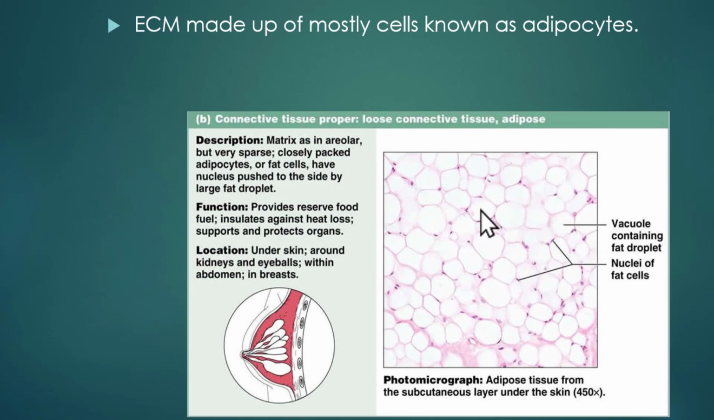So again, this fat tissue is going to provide a reserve for your fuel. If you run out of sugar, if you run out of your carbohydrates, this is your second source of food. You're going to start utilizing fats, you're going to start burning fats. This is also a great insulator against heat loss.